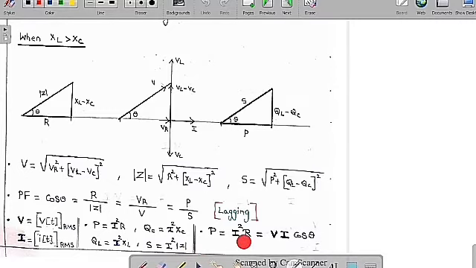So therefore, P is equal to I square R, which is equal to VI cos theta, and QL minus QC is equal to I square into (XL minus XC), which is equal to VI sin theta, whereas S is equal to I square mod Z, which is equal to V into I. So you can go for any of the formulas, and you are still going to get the same result.